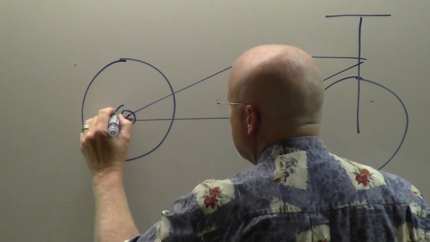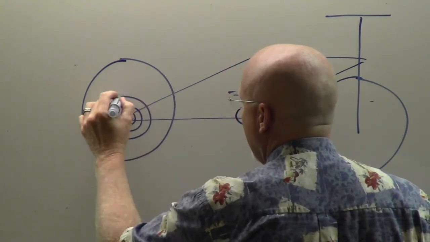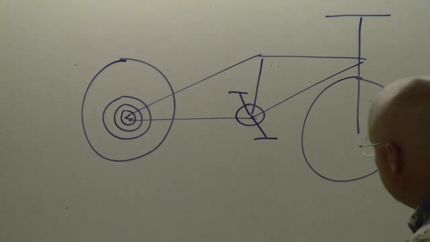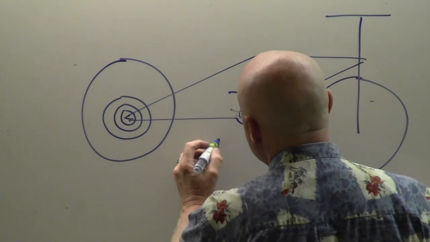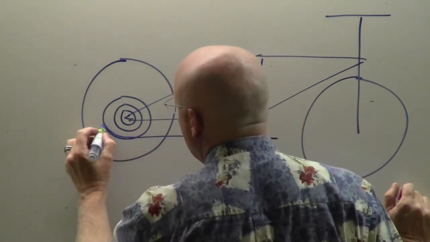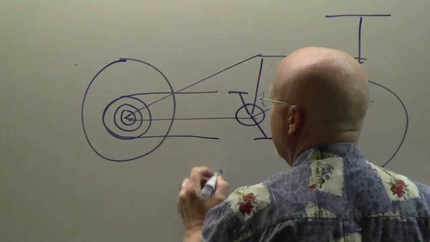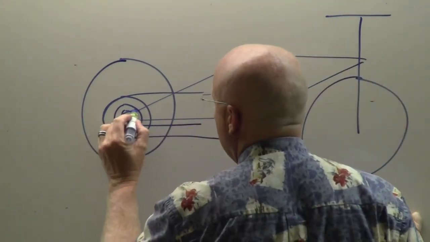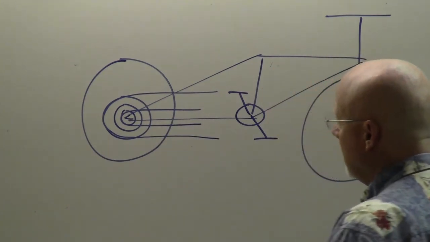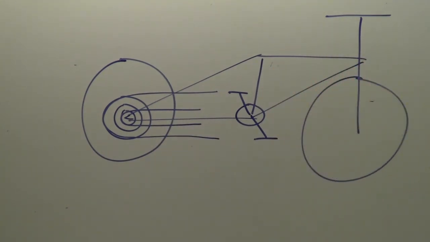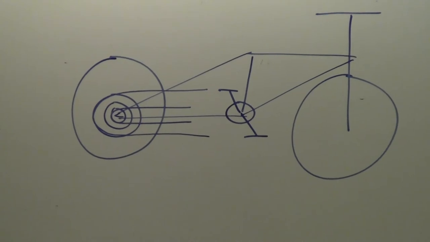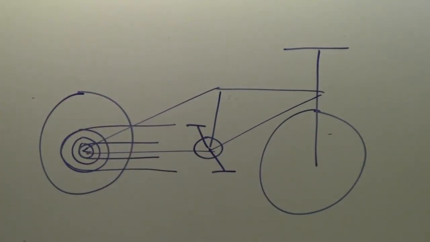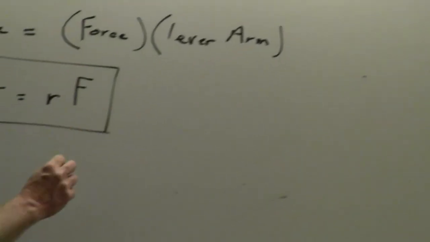And on the back tire, there'll be this multiple gear sprocket. And if you adjust the gears so the chain goes around a big one, as opposed to the chain going around a small one, the bigger one will give you more torque. Because I'll say it again, the torque is not just how much force. Yes, that's part of it.